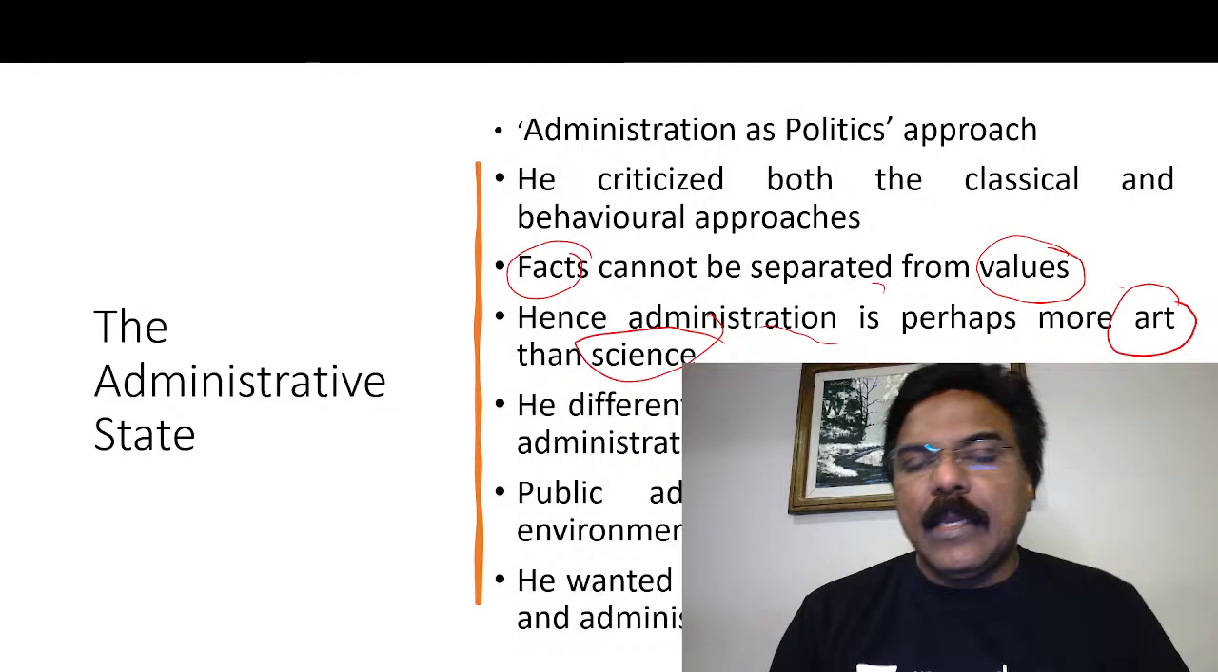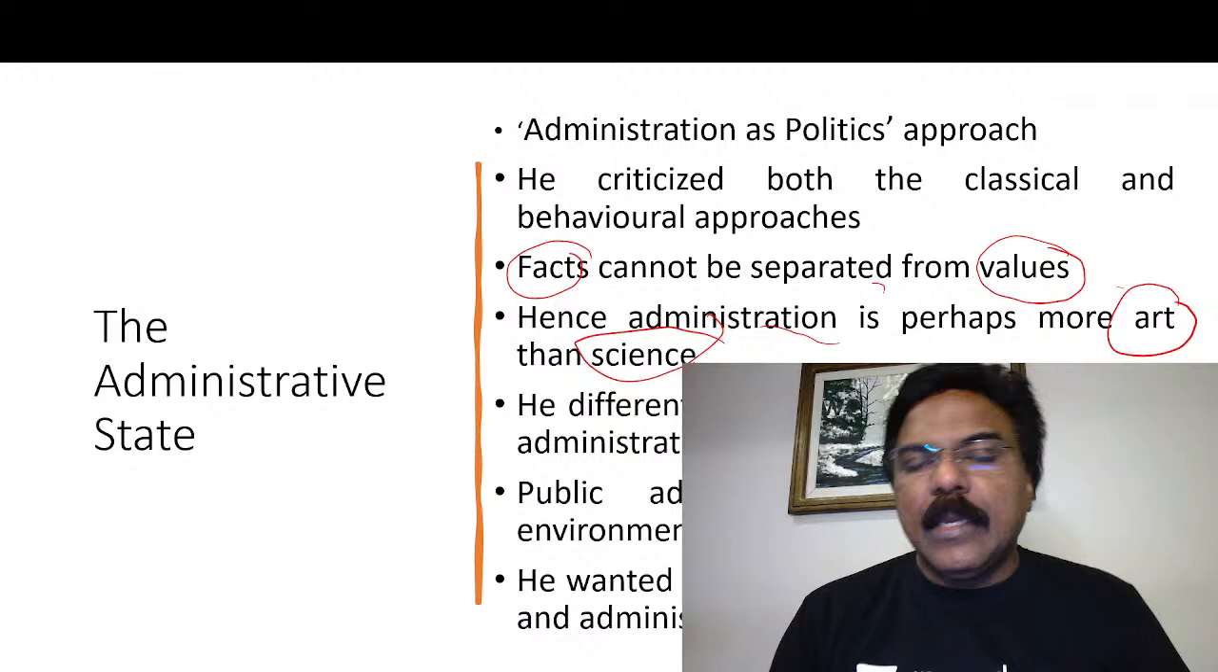of self-aggrandizing, hidden agenda of bureaucrats and vote seeking or rent seeking politicians. Vote seeking, all right, rent seeking.